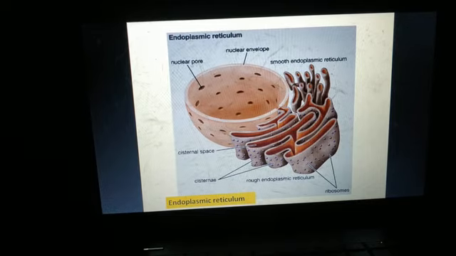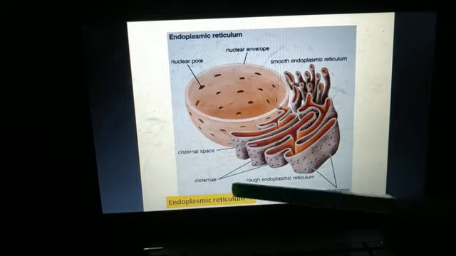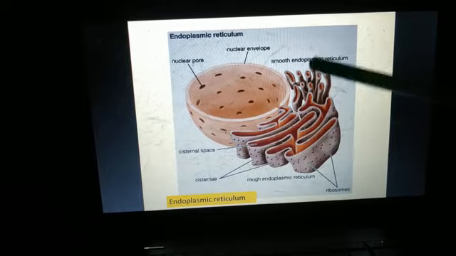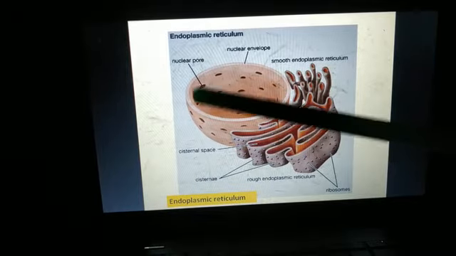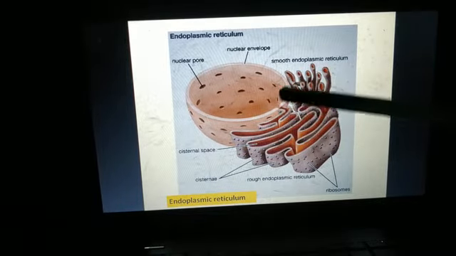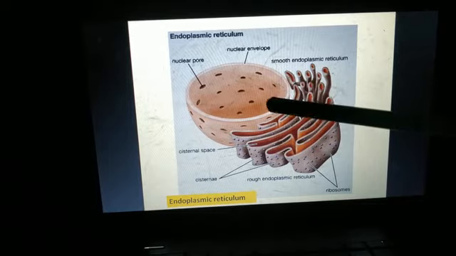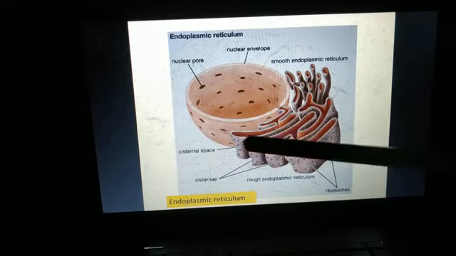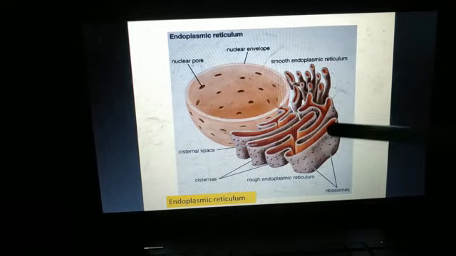Hello students. So the next organelle that we will discuss is endoplasmic reticulum. Here I am talking about this part. This is endoplasmic reticulum. This is our nucleus. The outer membrane of the nucleus is attached with endoplasmic reticulum. This we have studied. And here I will be discussing this part.